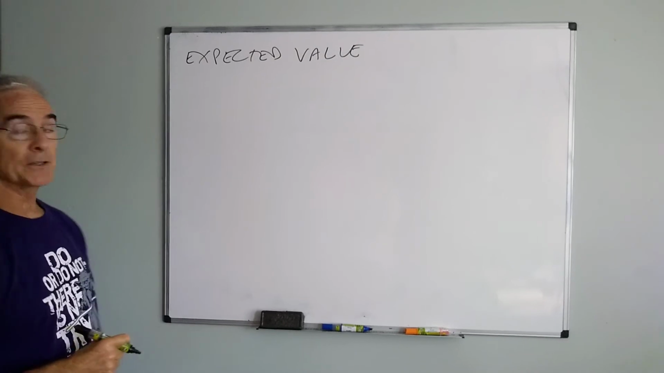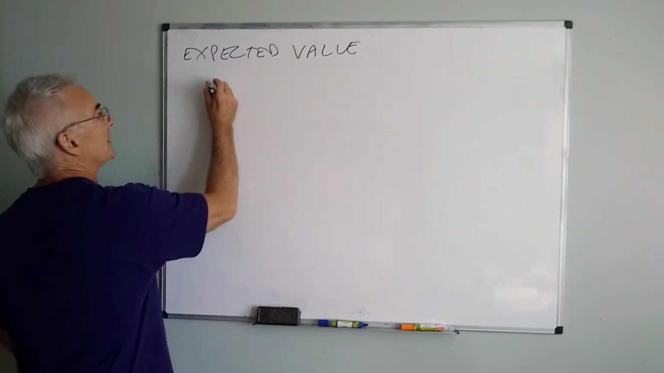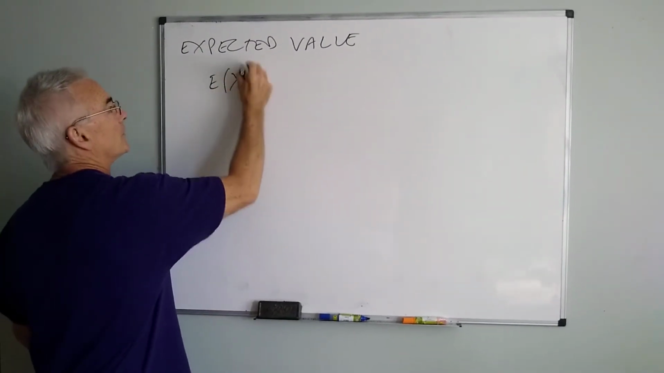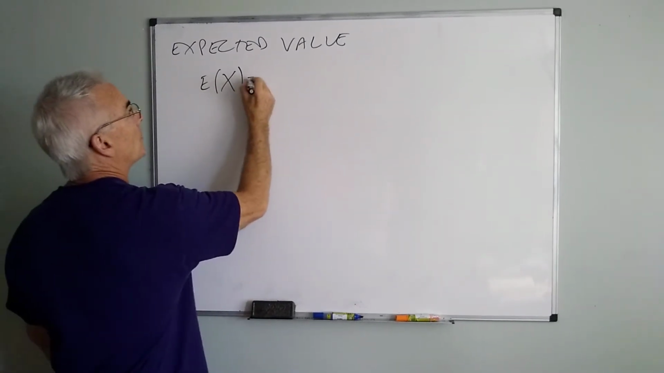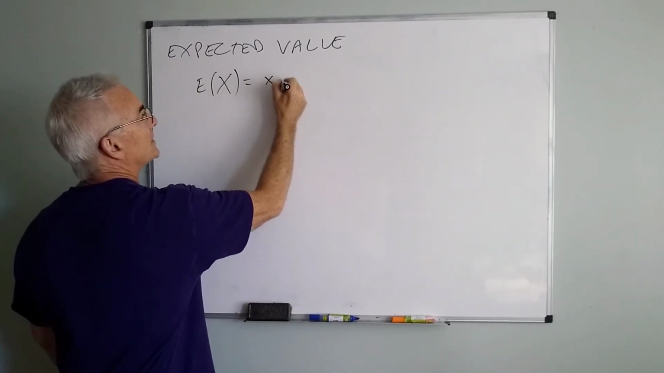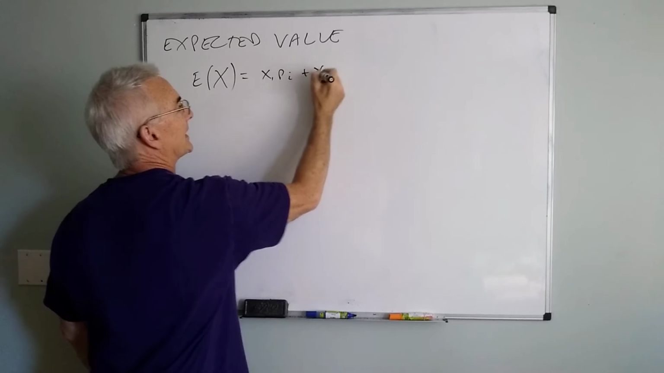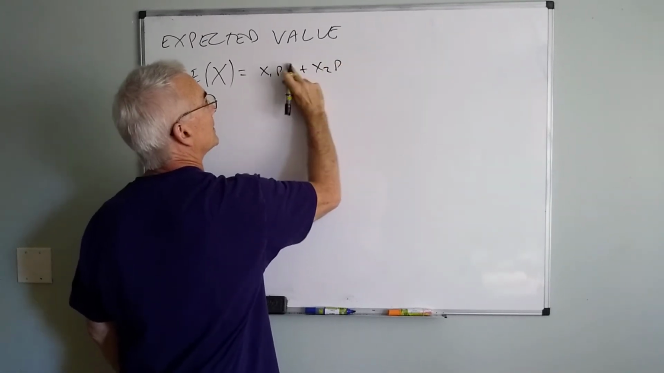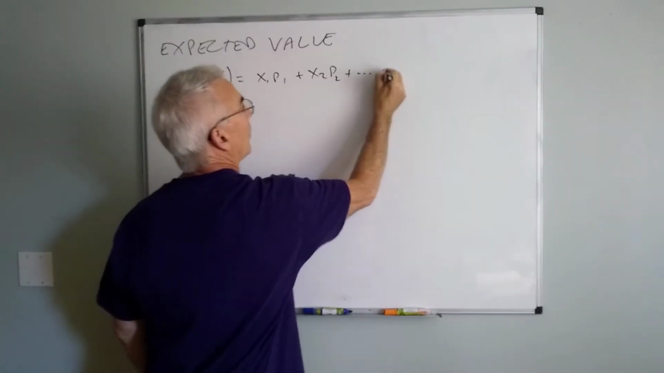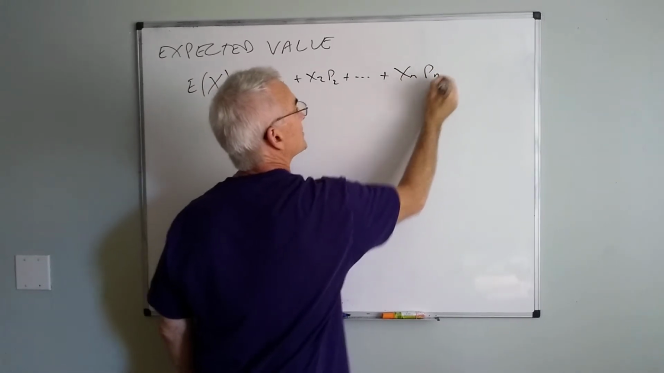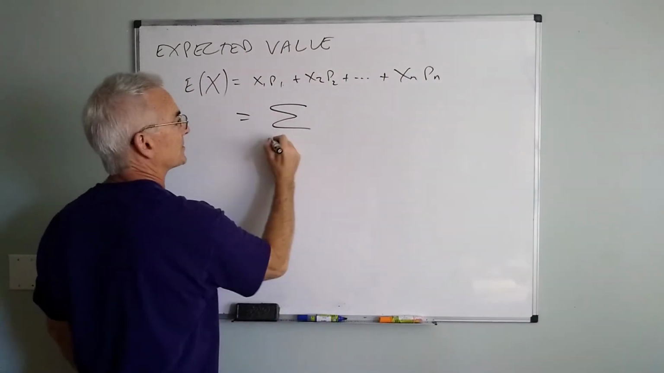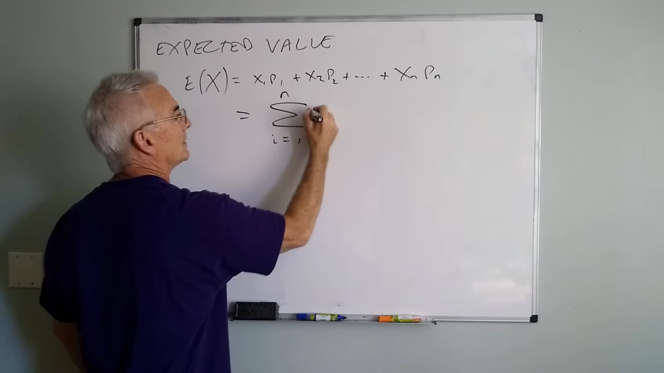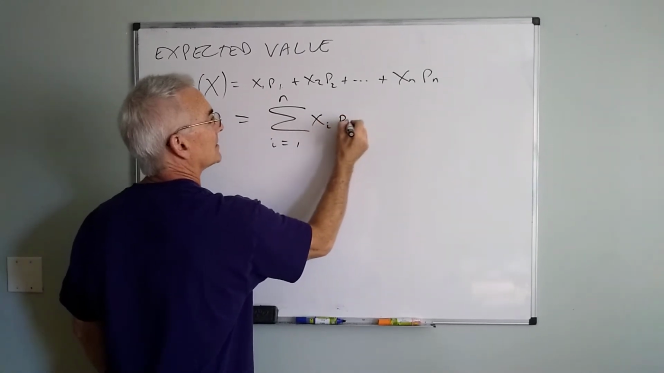Now with our random variable representing all of the possible mutually exclusive outcomes of an experiment, we'd say the expected value of the experiment, or simply the expected value of that random variable, will be the first outcome times its little probability, the second outcome times its probability, all the way up to the nth outcome times its probability, or simply the sum from i equals 1 to n of xi times little pi.